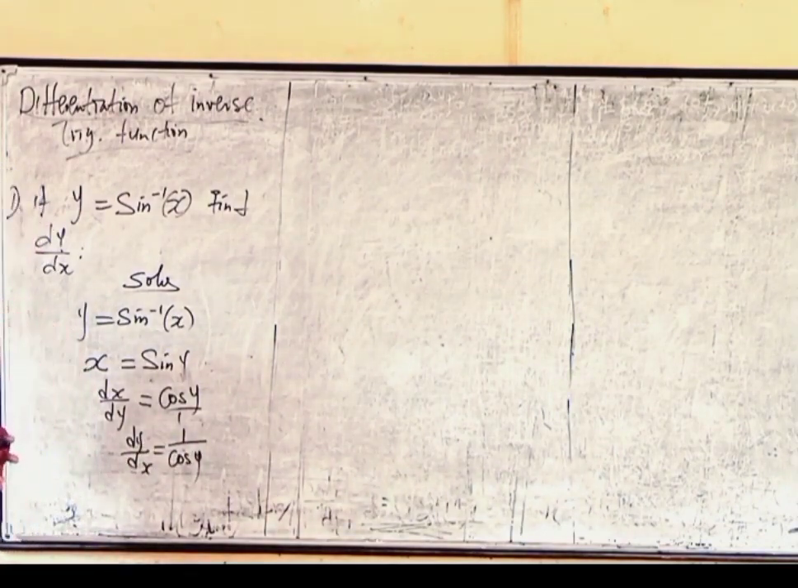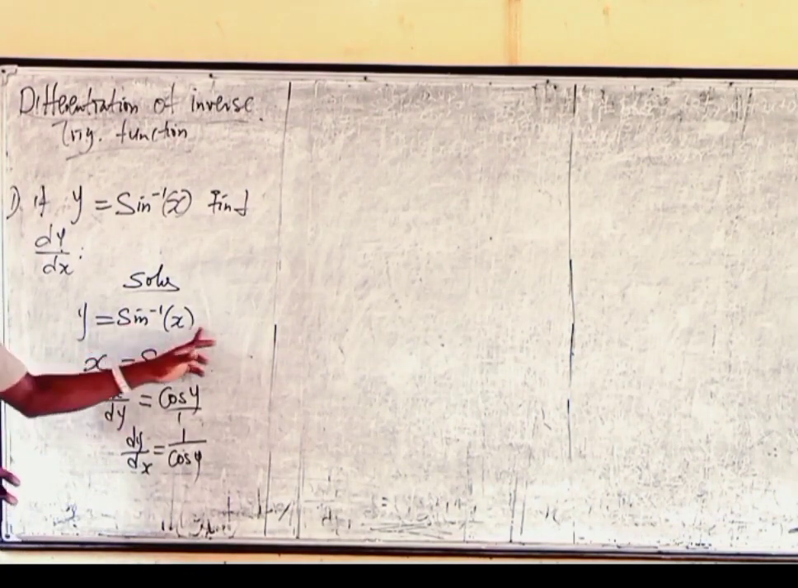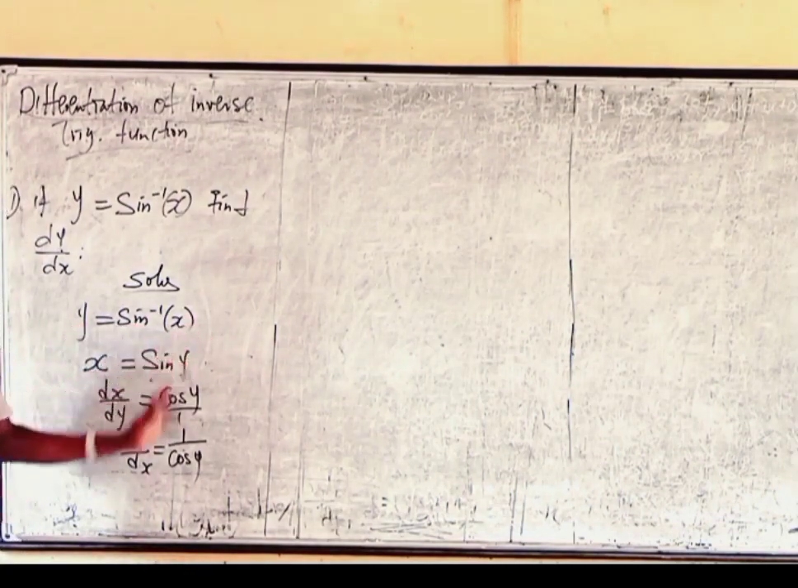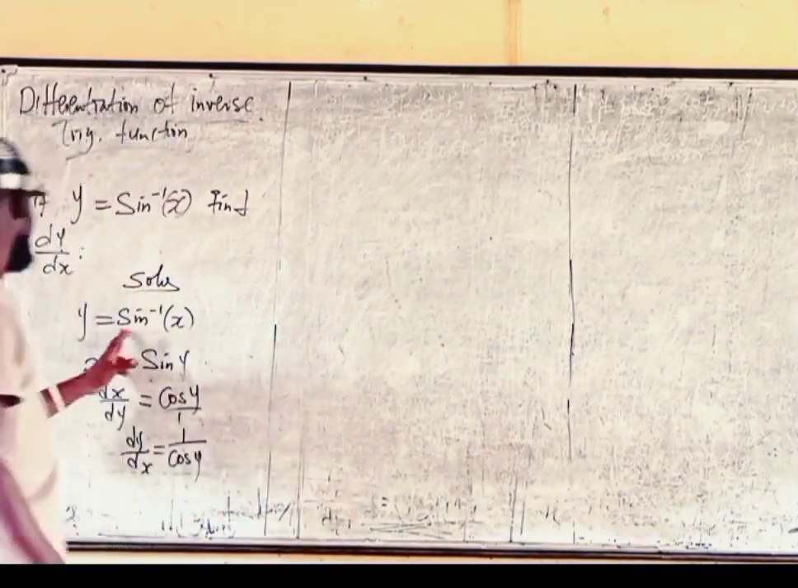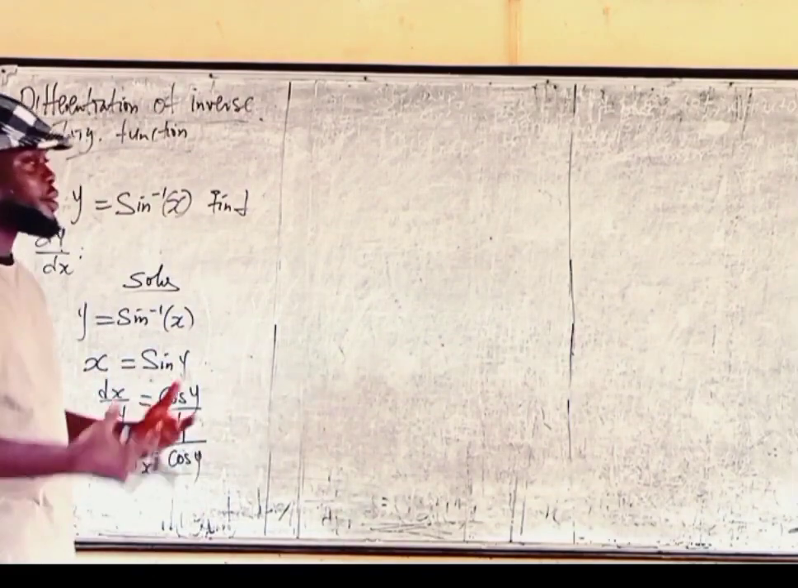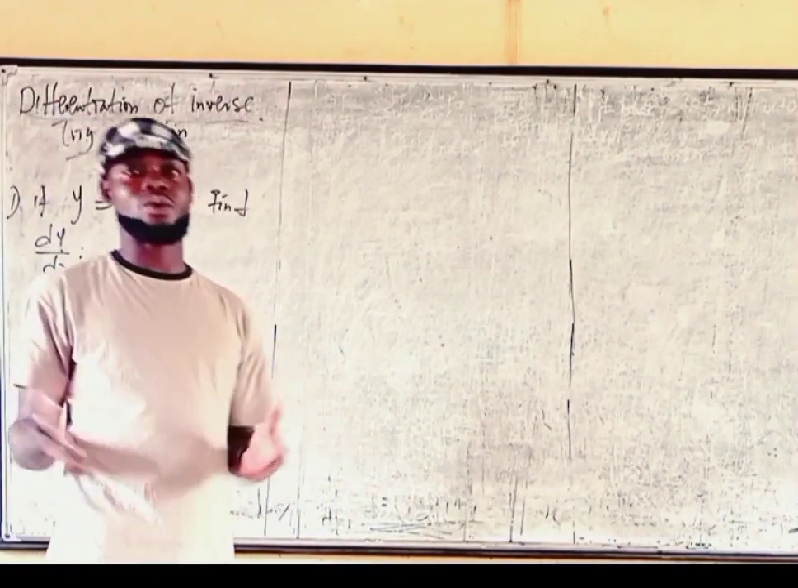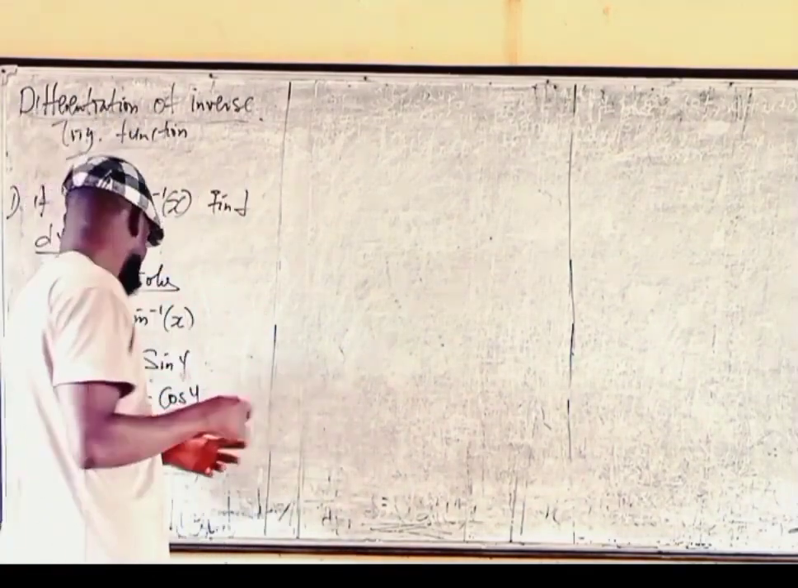But the problem is, there is no y in the question. The answer cannot be a function of y. It's not proper, because the question is a function of x, so the answer should be a function of x. So how are we going to get the answer as a function of x?